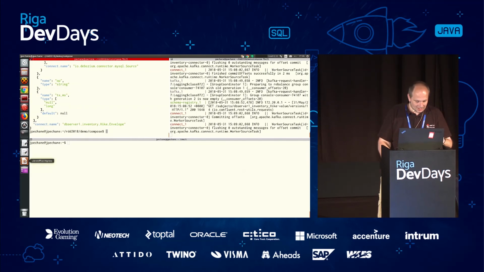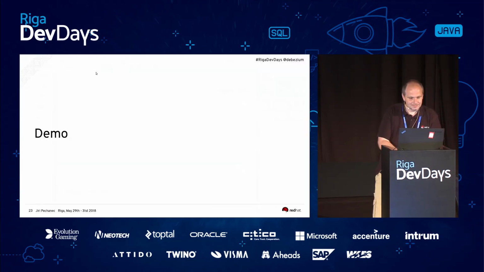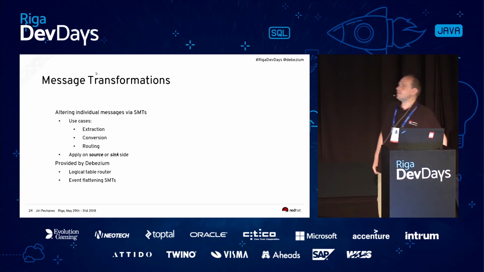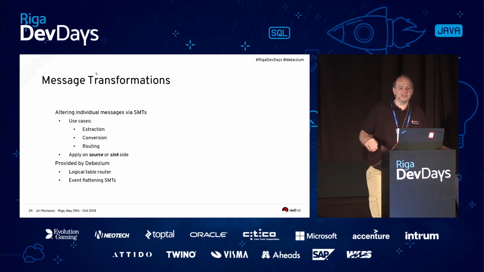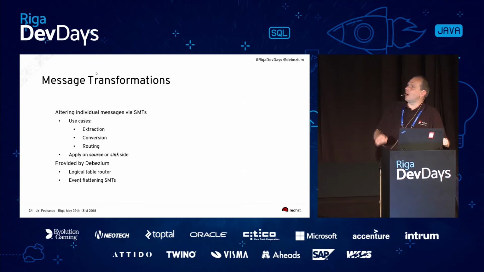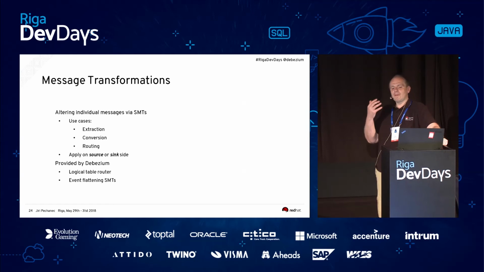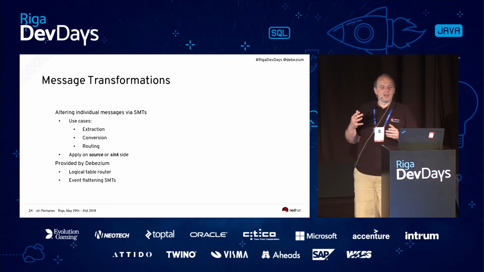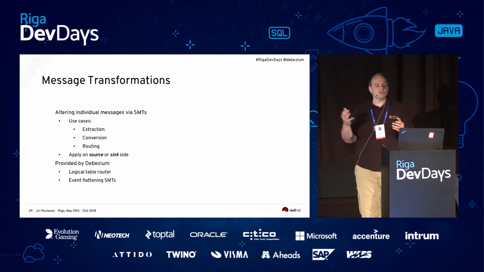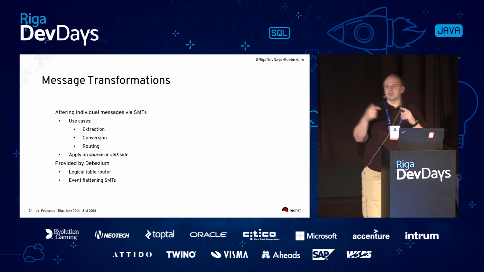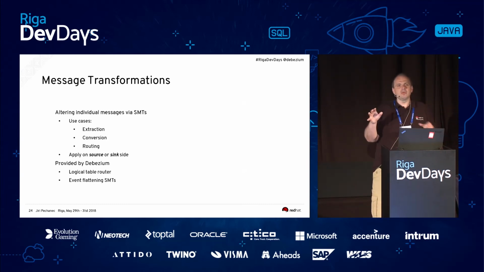So let's go back to the presentation. The next topic and next functionality provided by Debezium are message transformations. When you have messages stored in Kafka, you frequently need to modify them. You need to extract part of the data, convert them to different format, route them to different topics, enrich them, or whatever.